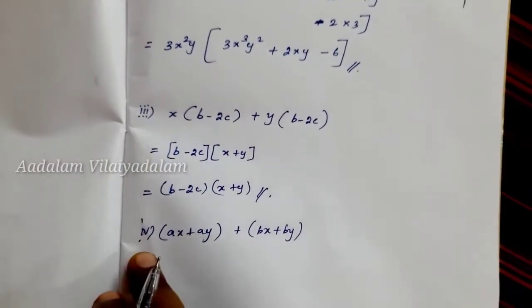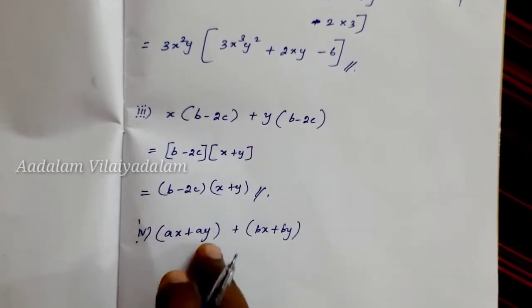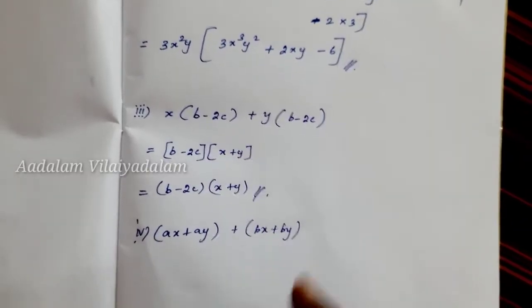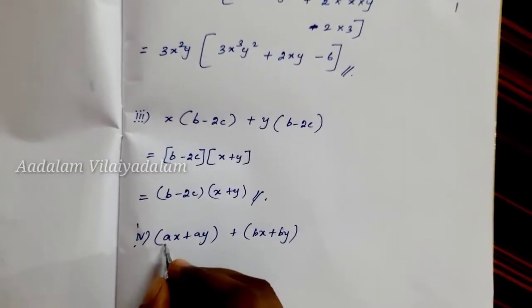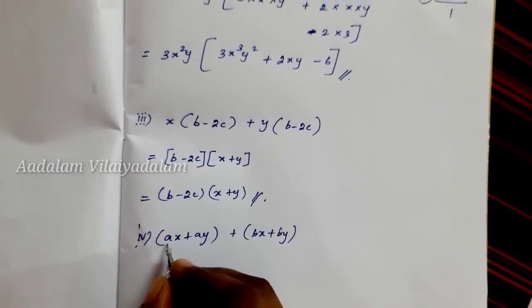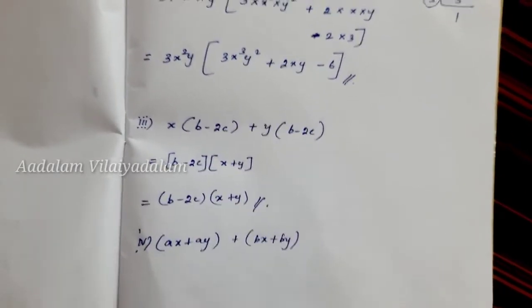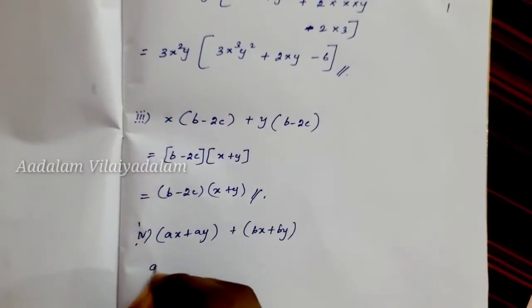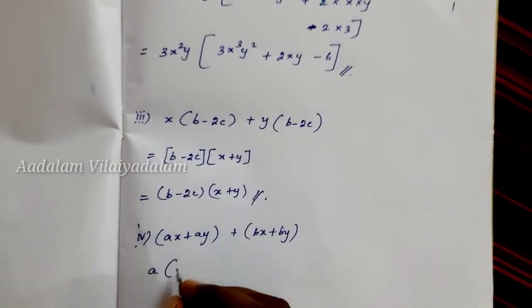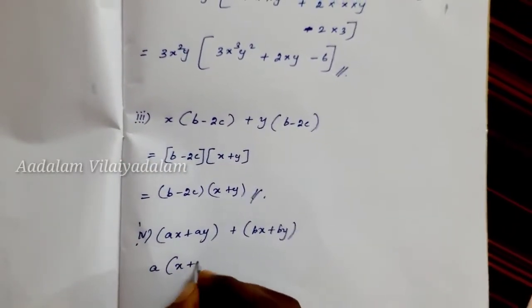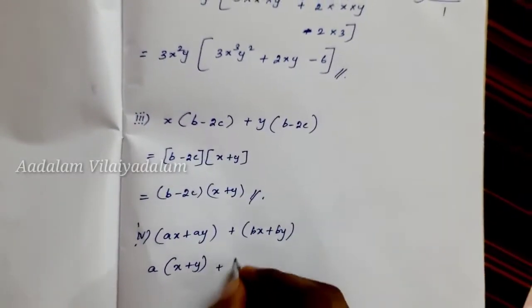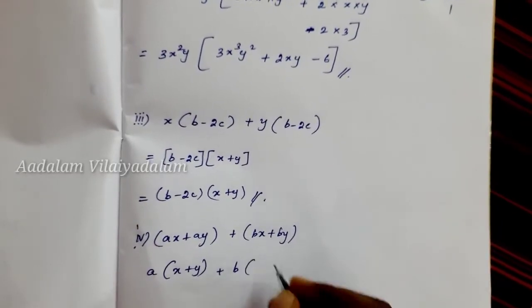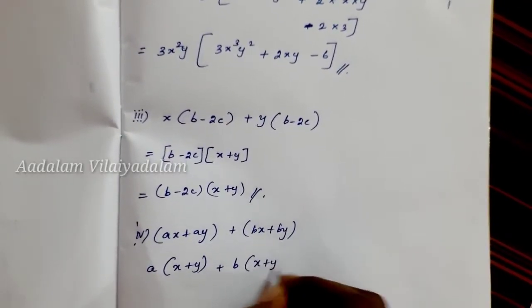Now just see the fourth subdivision, ax plus ay plus bx plus by. Now compare this bracket alone. Here a exists in ax and ay. So let's take out a for this bracket as a common. Then x plus y we will get. What about here? The same way, if we take b as a common, then we get x plus y.